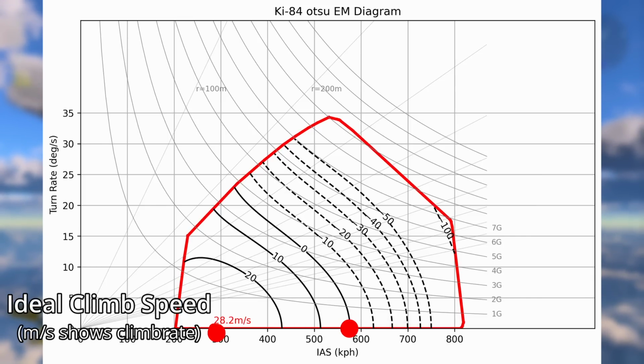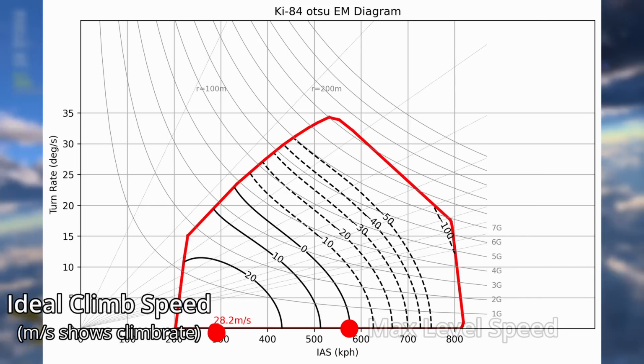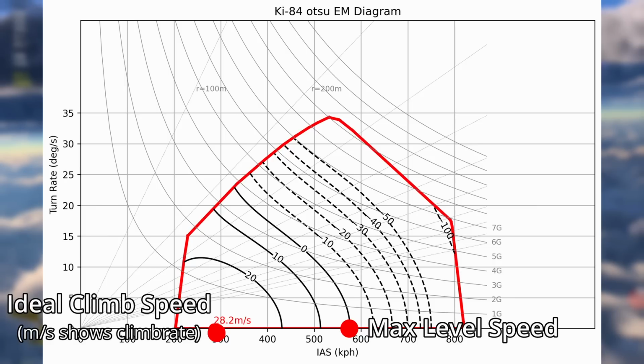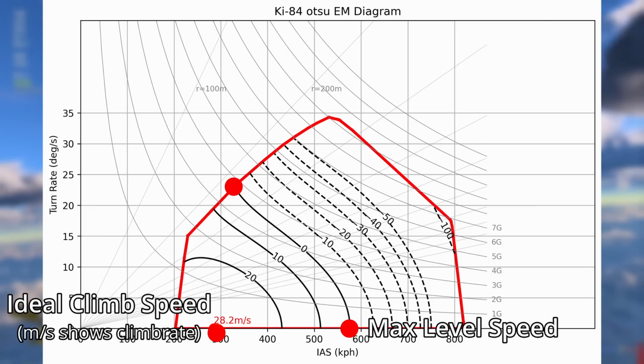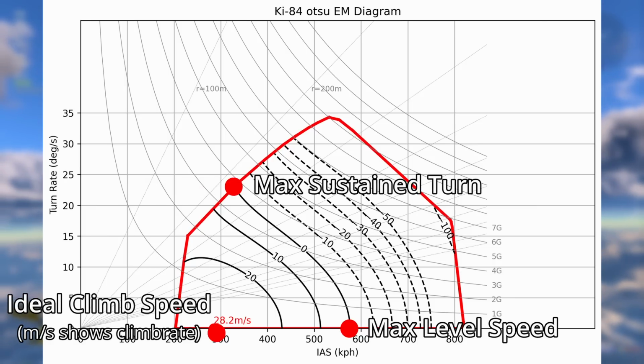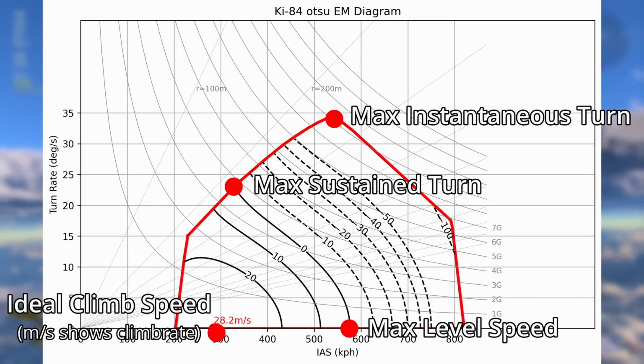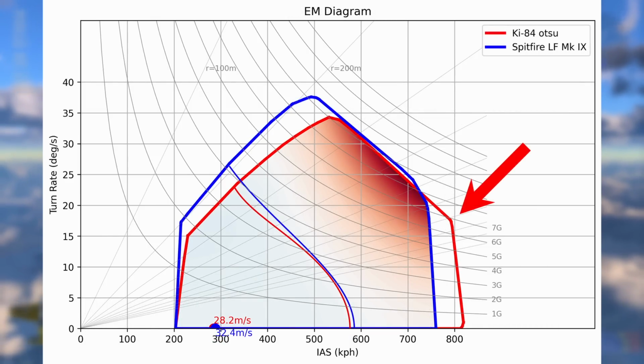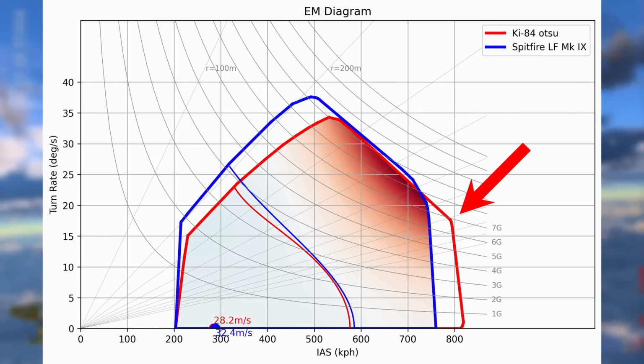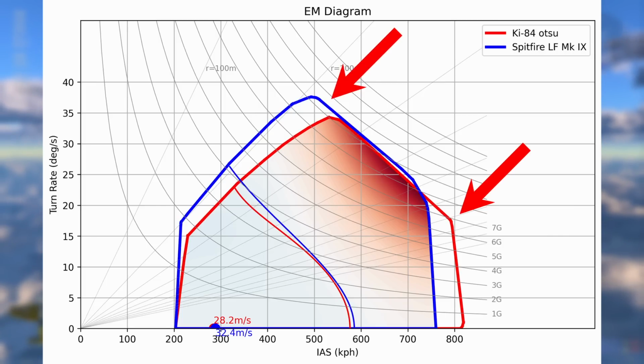This point here, where the zero excess power line meets the x-axis, is the maximum level flight speed, where our plane will neither gain nor lose speed. The highest point on the zero excess power line is the maximum sustained turn rate, meaning this is the best turn we can maintain without losing or gaining speed. Now that we know what to look for on one graph, we can start to compare them. The red plane is the Ki-84 Otsu, and the blue plane is the Spitfire LF Mk IX.